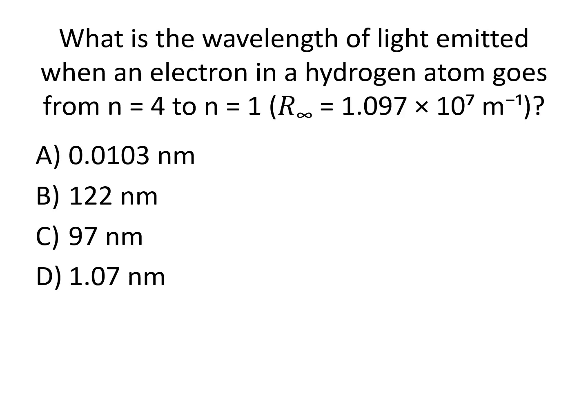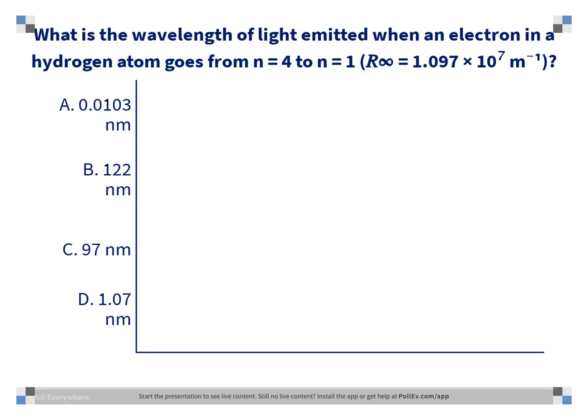What is the wavelength of light emitted when an electron in a hydrogen atom goes from n equals 4 to n equals 1? The Rydberg constant is 1.097 times 10 to the 7 meters to the minus 1. Is the answer A, 0.0103 nanometers, B, 122 nanometers, C, 97 nanometers, or D, 1.07 nanometers? The correct answer is C, 97 nanometers.